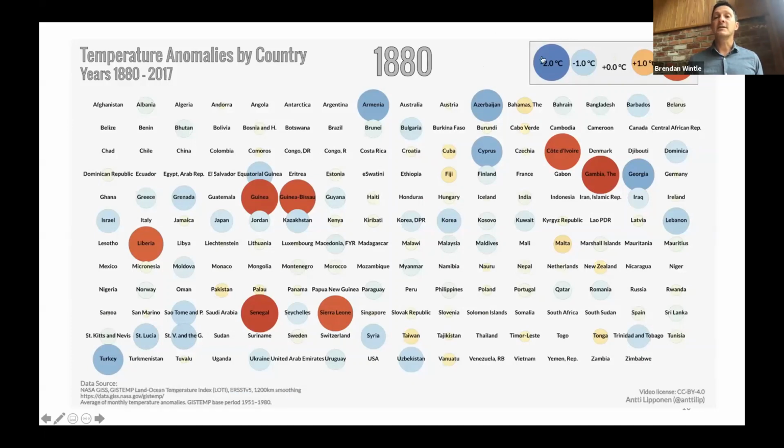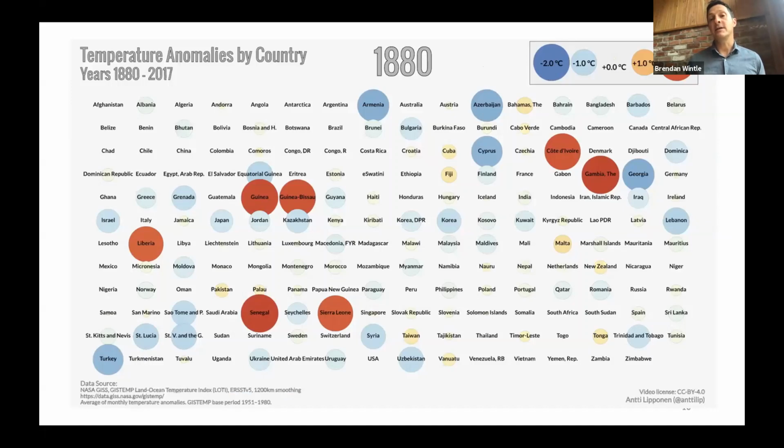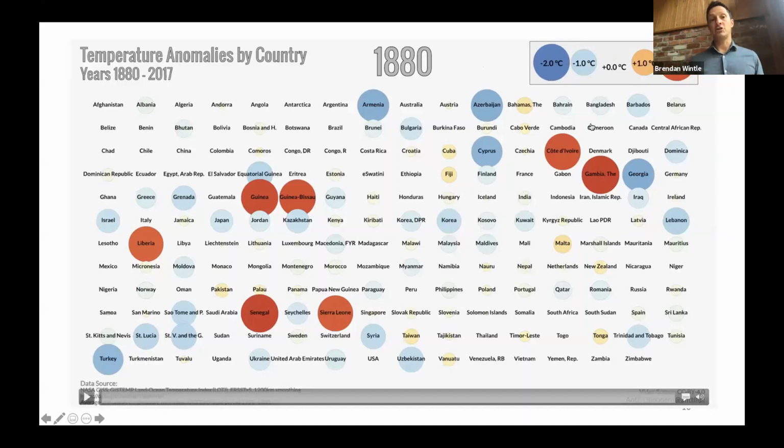This is a graphic produced by Antti Lipponen in Helsinki. You can see here the big circles. If it's a big blue circle, that means that year, in this particular country, was below the long-term trend temperature, the average temperature. Whereas if you get a largish red circle, that indicates it was an above average year for that country in terms of temperature. And you can see the numbers there.